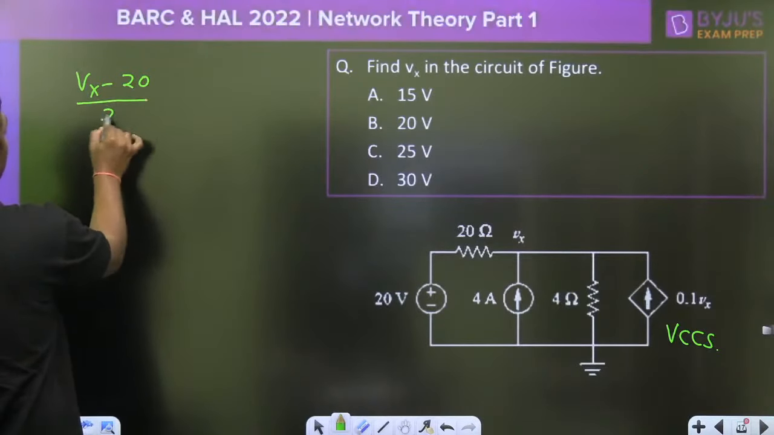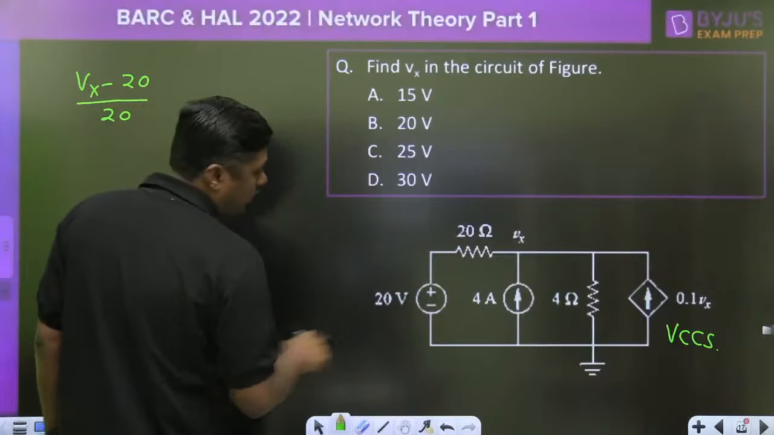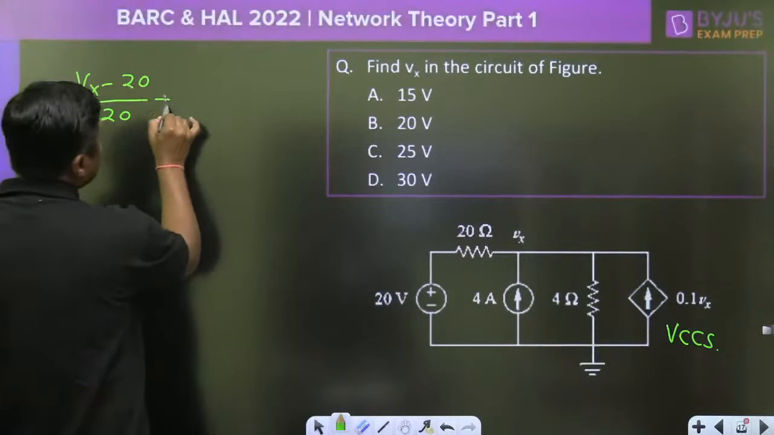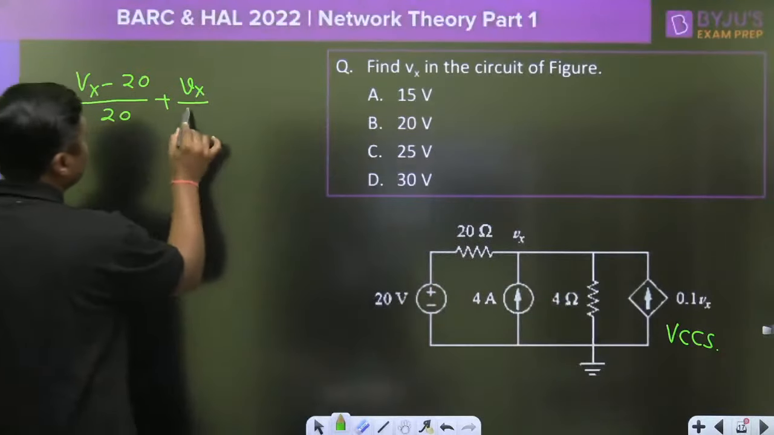Vx minus 20 divided by 20. Please give me the answer in the comments box. Vx minus 20 divided by 20 plus... I am writing the outgoing current, Vx divided by 4.